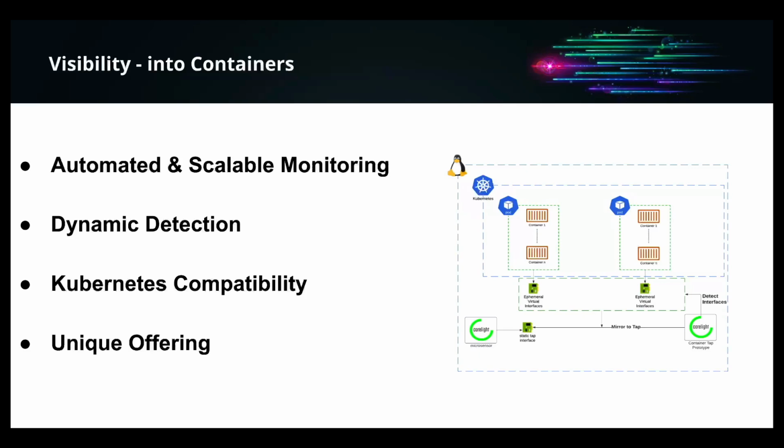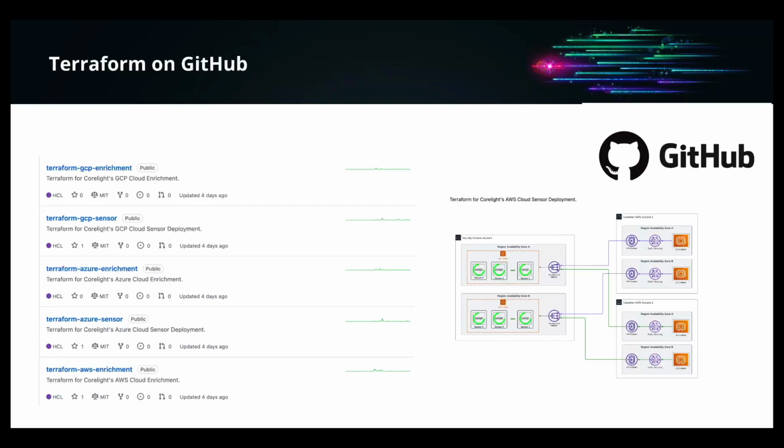For those who are interested in deploying the Corelight sensor on the cloud, you can find scripts helping you to automate the installation of the Corelight sensor on GCP, Azure, and Amazon as well. So you can find those different scripts directly on GitHub.